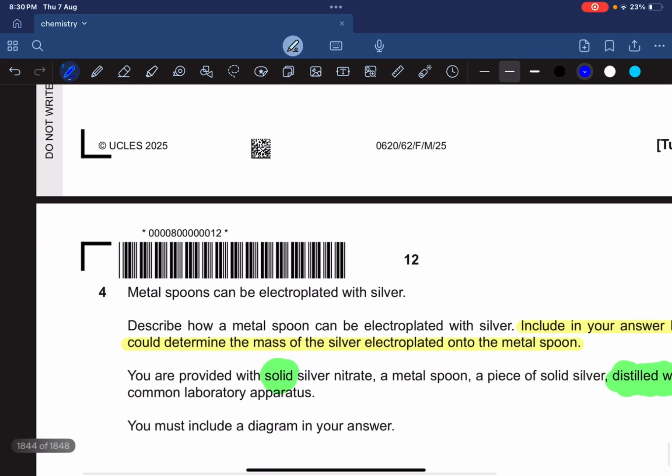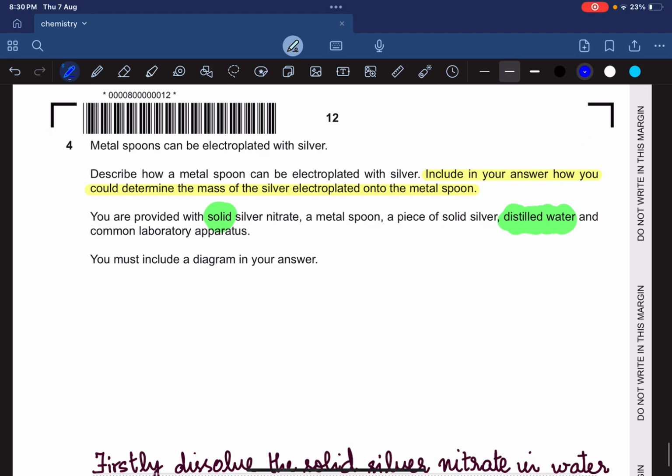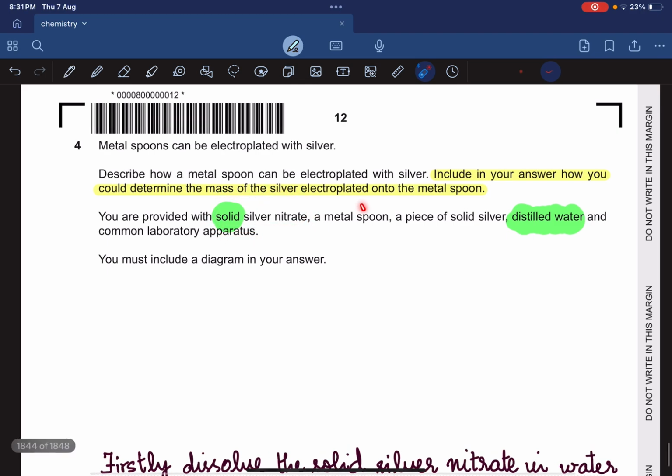Moving on to our last question, which is the most interesting question over here. That metal spoons can be electroplated with silver. Okay. Describe how a metal spoon can be electroplated with silver. Include in your answer how you could determine the mass of the silver electroplated. Okay. And you are provided with solid silver nitrate, a metal spoon, a piece of solid silver, distilled water and common laboratory apparatus. You must include a diagram in your answer.